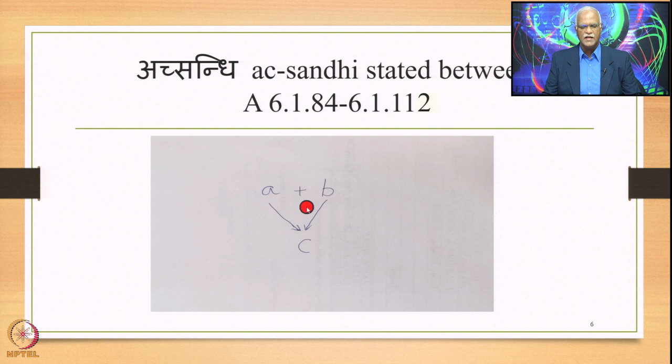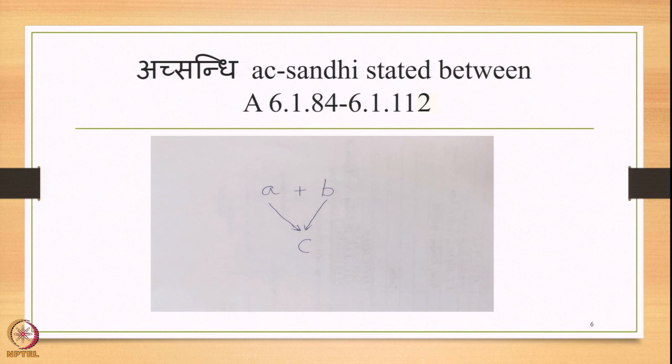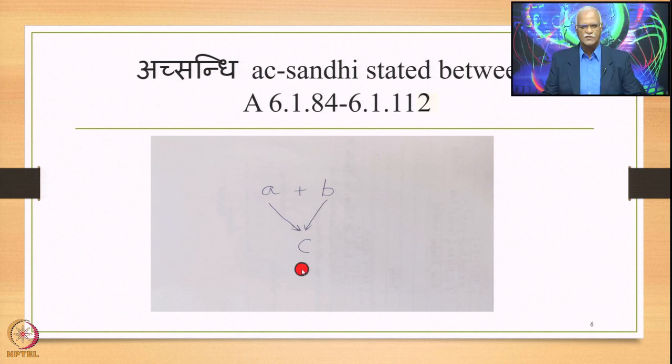So we have A plus B as the input, and any rule in the section between 6184 and 61112 applies and generates the output, which is C. A plus B is the input, C is the output. This was not the case in the ekasthānika ekādeśa, where A plus B was the input and A was substituted by C. In this second classification, we have A plus B as the input and the output generated is C.